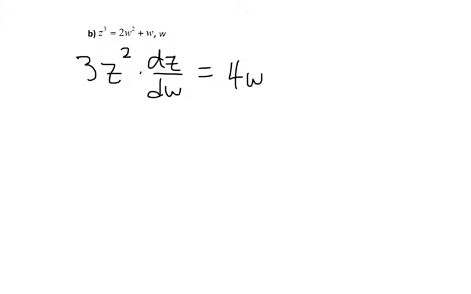Okay, left side is going to be chain rule, 3z squared times derivative of z with respect to w. Now if we differentiate the right hand side with respect to w, we're going to get 4w plus 1. So since we don't know what z is in terms of w, we have to also have the derivative of z in terms of w.